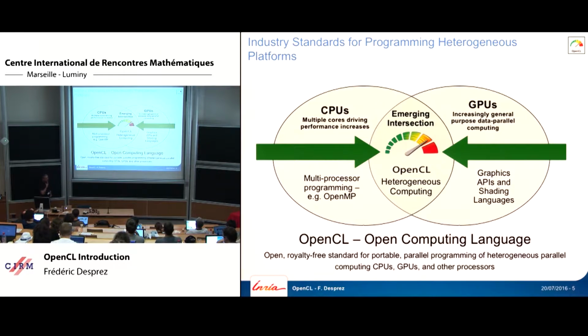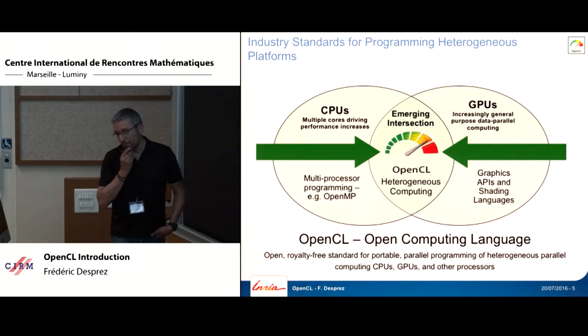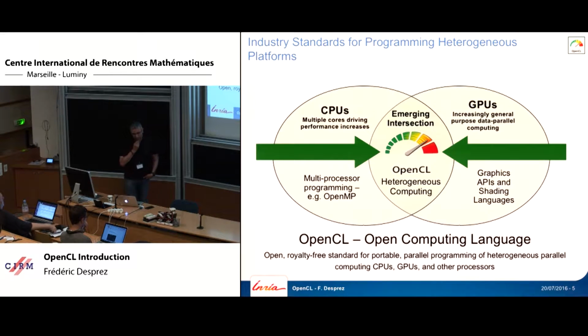So OpenCL comes at the intersection between CPUs and GPUs. For CPUs, you have OpenMP, as mentioned by François, and for GPUs, you have CUDA in the past, and OpenCL comes between the two, trying to mix the best of both worlds. It was made to have some kind of API to program heterogeneous platforms made of CPUs and several GPUs, or many CPUs, several GPUs, and FPGAs, and so on and so forth.